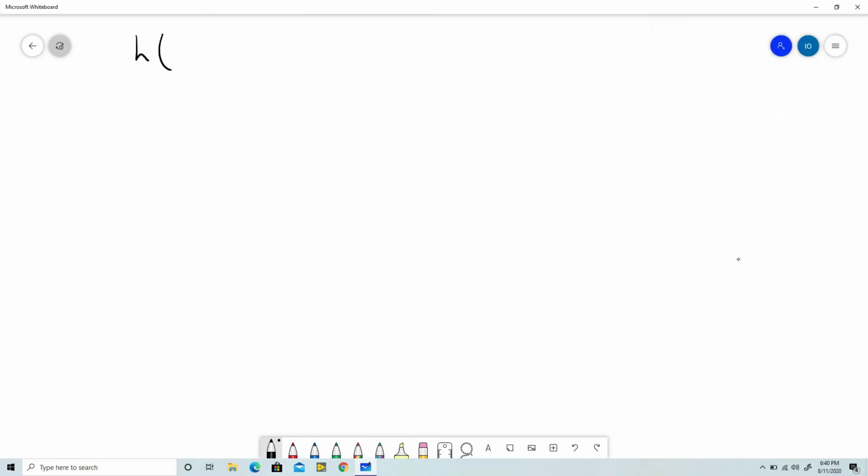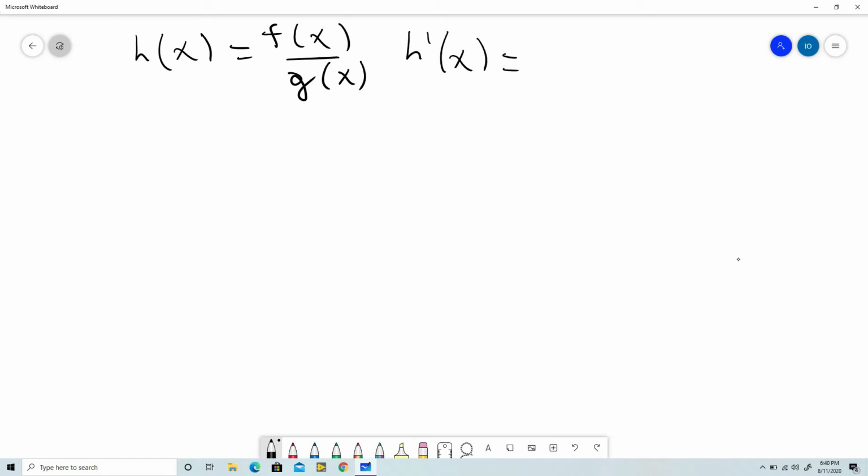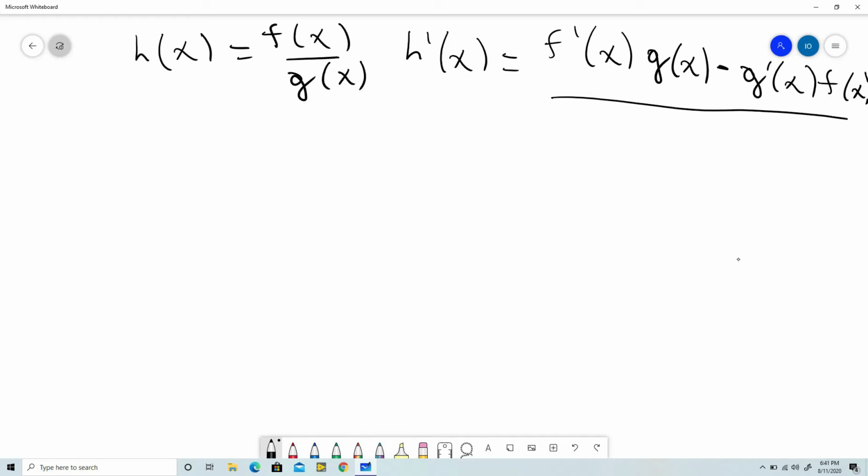So say you had a function h of x equal to f of x over g of x. h prime of x would equal f prime of x, so the derivative of the numerator, times g of x, the denominator, minus g prime of x, the denominator, times f of x, the numerator, divided by g of x squared. And let's look at an example.